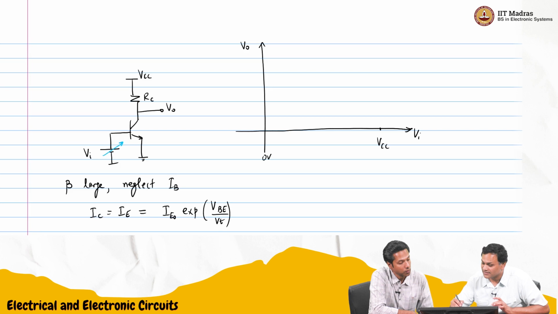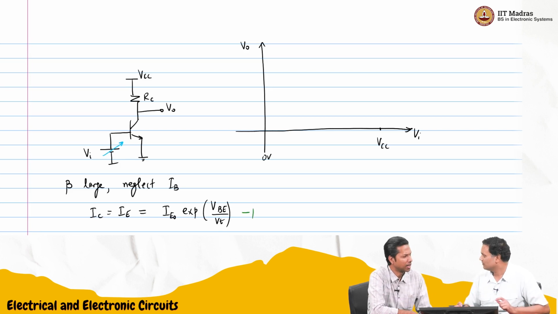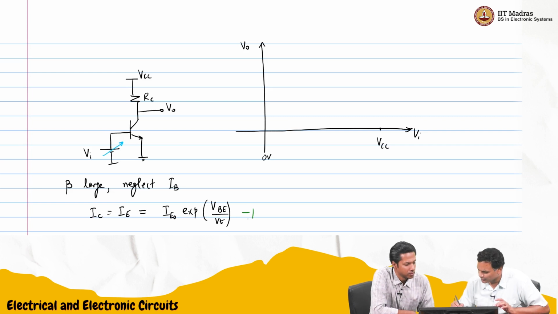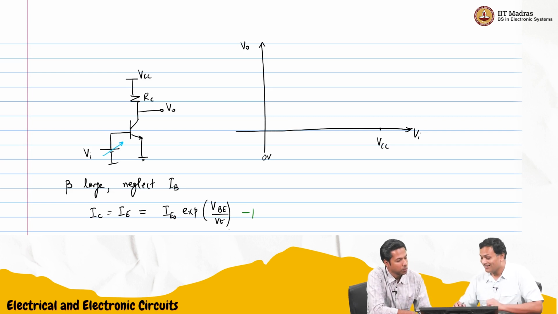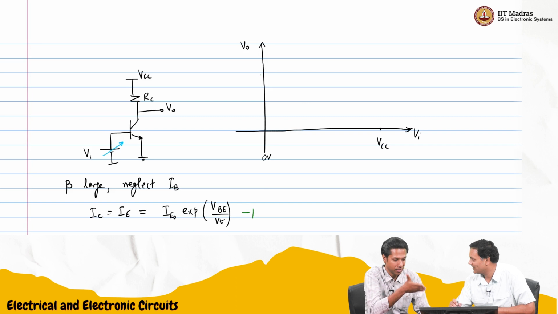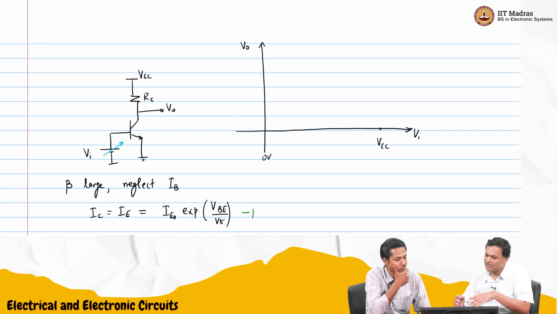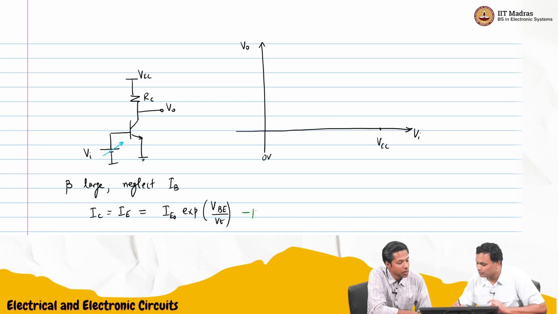And we also had this minus 1. We will neglect that also. Technically we can't, but once VBE becomes large enough, we can neglect it. So I will leave that in a different color.